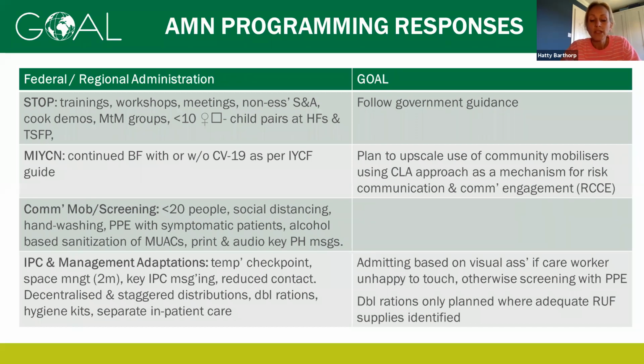Double rations are only planned where we've established that there will be adequate RUF supplies. And the newly released Ethiopian response plan to accompany the emergency programme recommendations, I've been informed, designates UNICEF in Ethiopia as the lead agency for coordinating pre-positioning of RUF commodities, but it's still very much in its infancy.